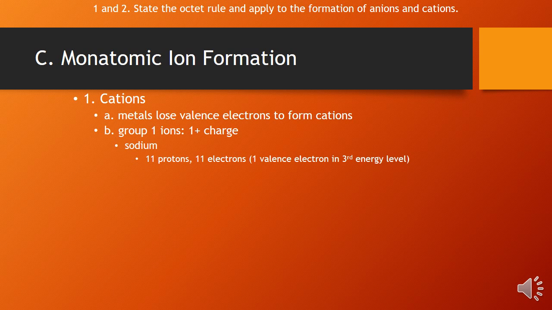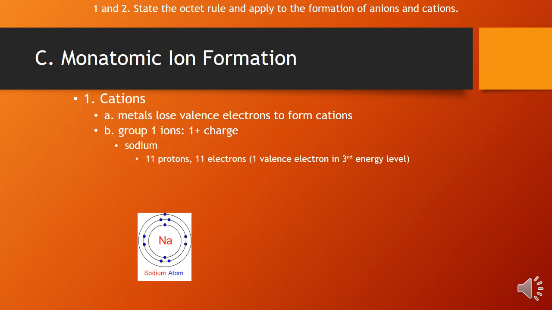Because it's in group 1, we know it has 1 valence electron, and that would be in the third energy level because it's in the third period. So here's a diagram of a sodium atom. Notice we have 3 energy levels. The first energy level just has 2 electrons in it. The second has 8, and then the third energy level just has the 1. So the 1 valence electron for a total of 11.